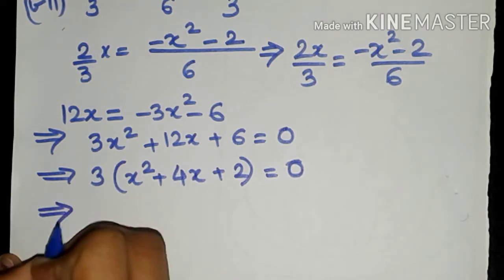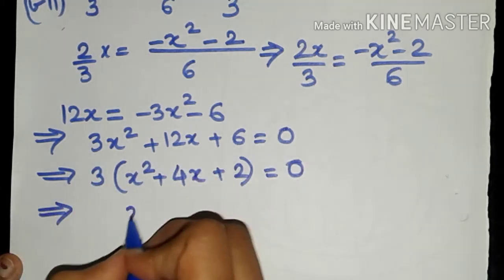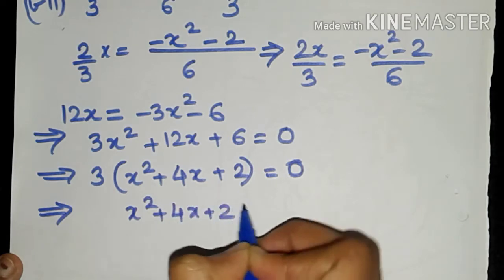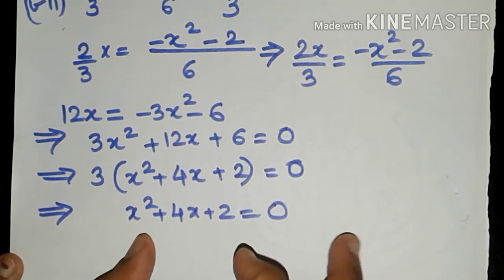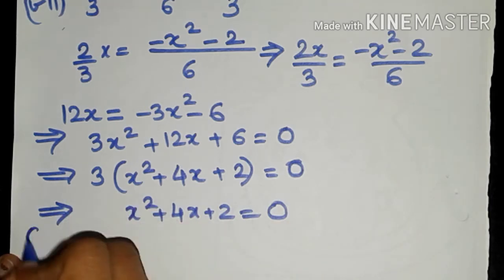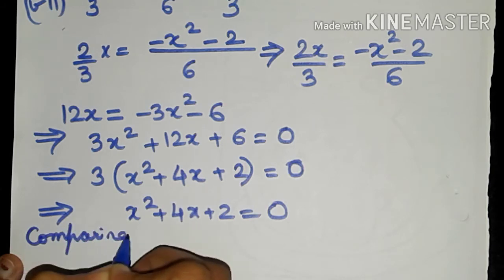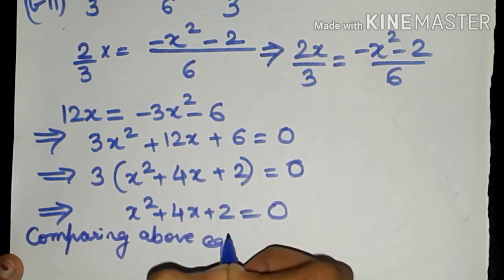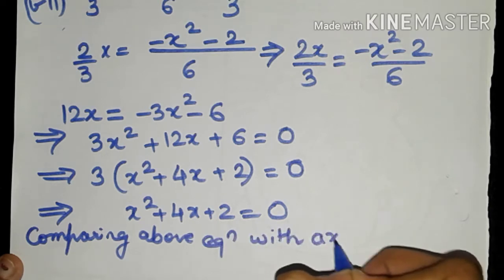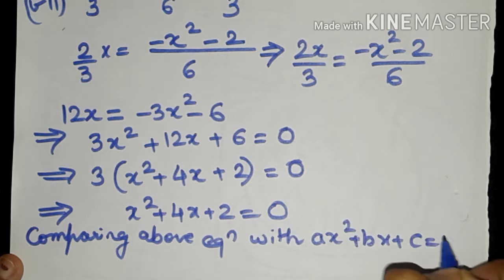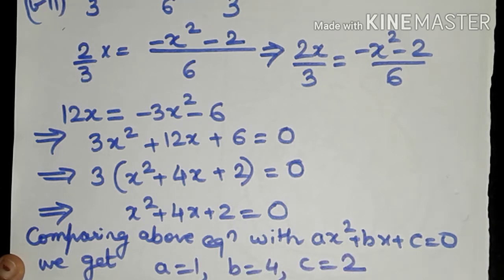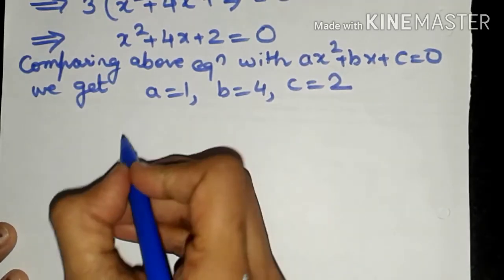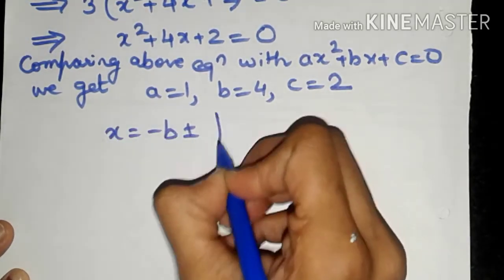So what happens? Obviously 3 cannot be 0. So x square plus 4x plus 2 is equal to 0. This is the quadratic equation on which we have to apply the formula. So now we say comparing above equation with ax square plus bx plus c equal to 0. What are the values of a, b and c? These are the values of a, b and c. What is the next step? The next step is writing the formula. This is the formula.